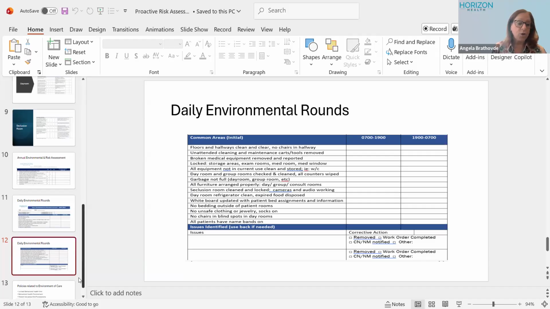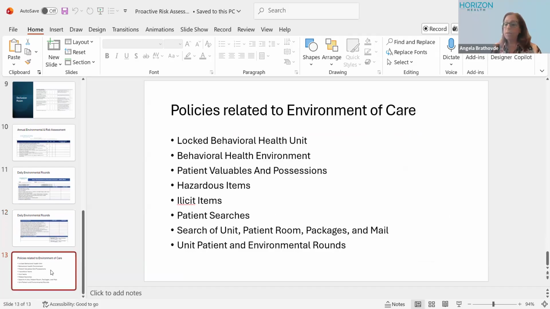The last thing I wanted to show you is that you have a lot of policies related to your environment of care. That's how important it is. And really, the purpose of the proactive risk assessment is that when a surveyor shows up, you have something to hand them and say, here's our risk assessment. We know exactly where our risks are, and we have mitigated them. So every screw, every door handle, the vents, we know what's on our unit and where we need to pay attention.